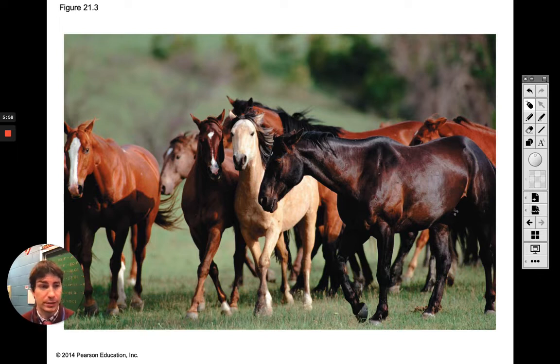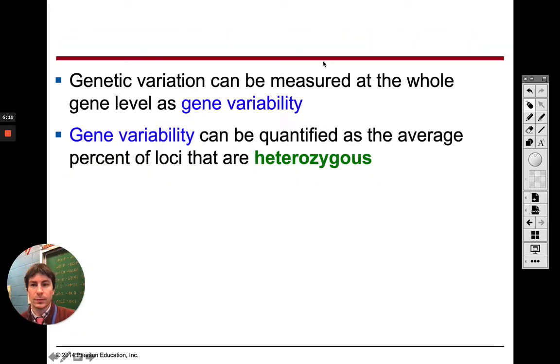So here is a good picture of genetic variation. You guys can see all the phenotypes there are completely different from one another. We have all different colors of horses there. All right, we can actually measure genetic variation. We just look at the different variables in the genes, different phenotypes.